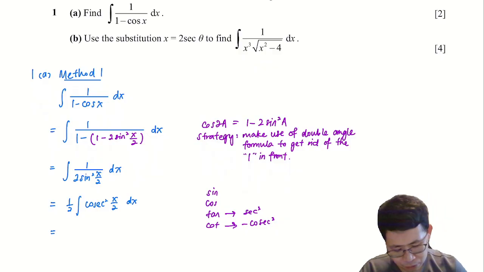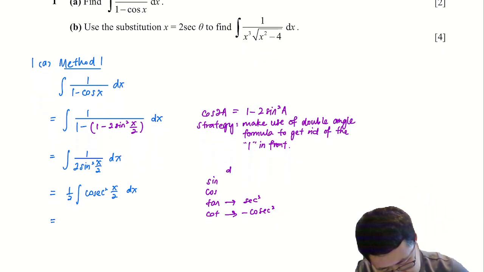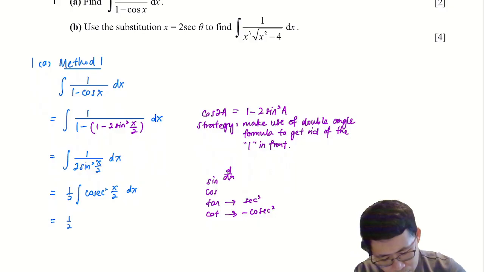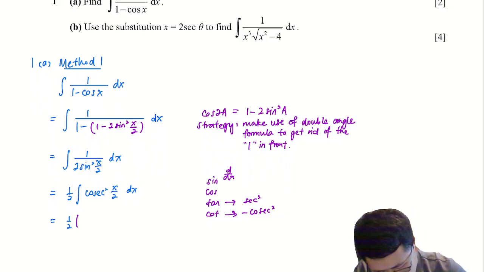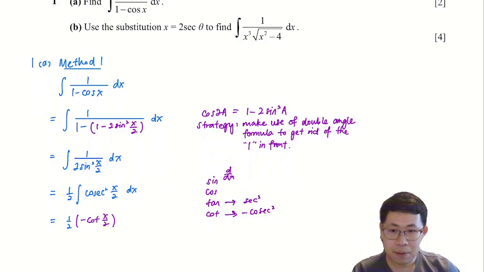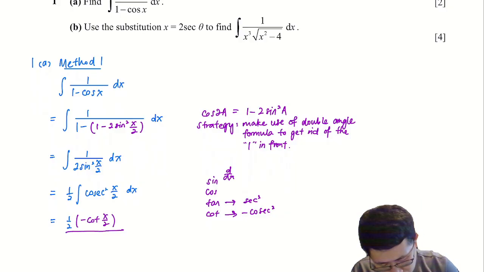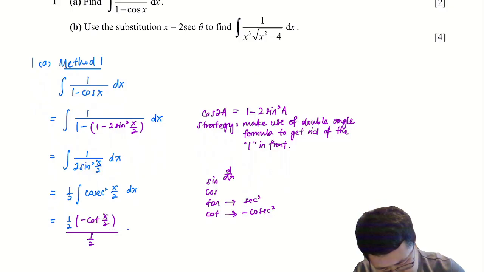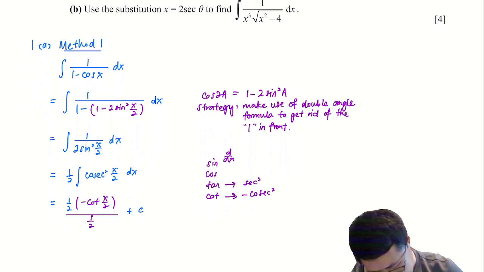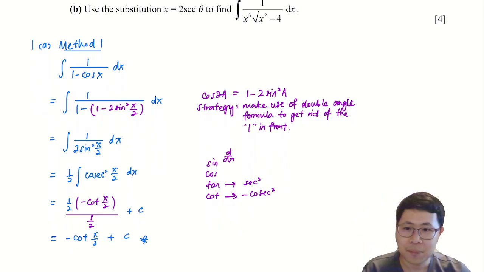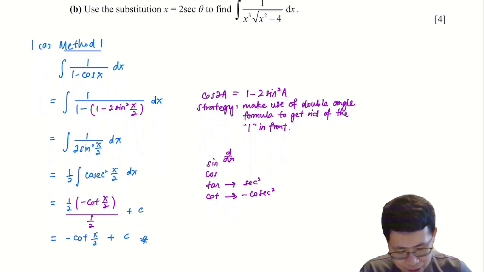With that, the integration over here would be half. So integrate cosecant square to get your negative cotangent x over 2. And because of chain rule, at the same time, we need to divide by half in front. Then plus c. Altogether, this would give us negative cotangent x over 2 plus c. So this one just need to take note.